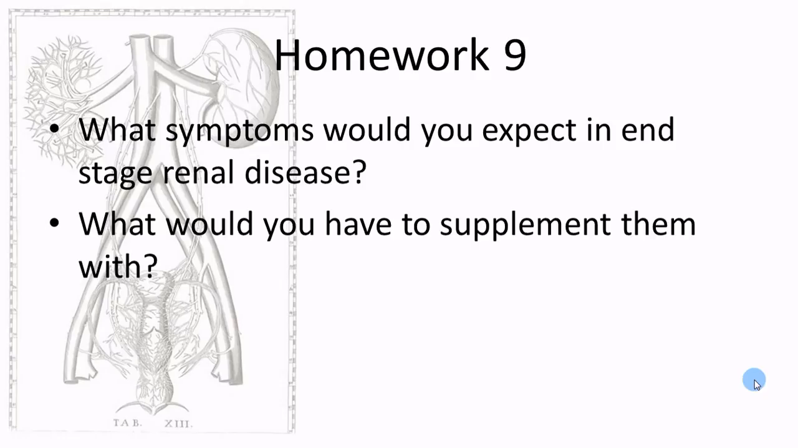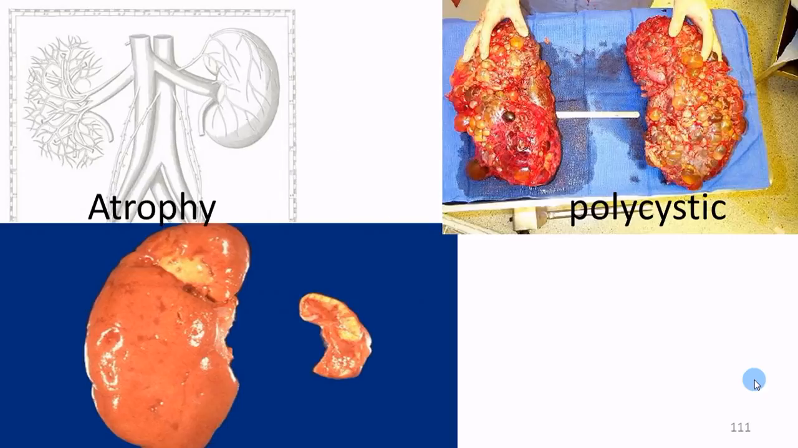So homework number 9, what symptoms would you expect in end-stage renal disease? If you look at acute and you look at chronic, you can predict the end stage, but I don't want you to just predict. I want you to predict and then look it up online, or in your textbook. What would you have them supplement with? So what would you have to give them during those stages? And dialysis is kind of a gimme that you're going to have to put them on dialysis, but what other things can you do to help them?